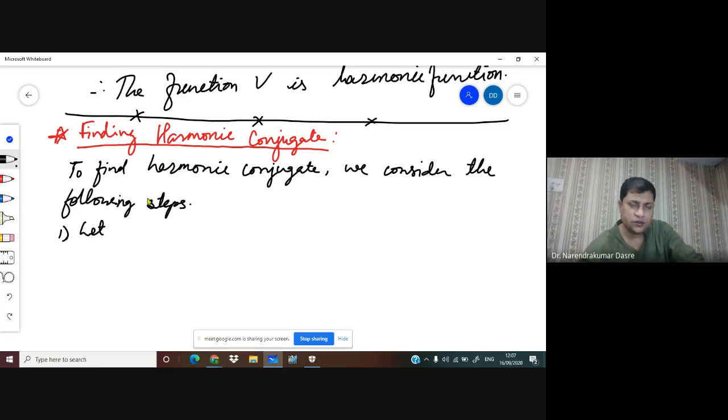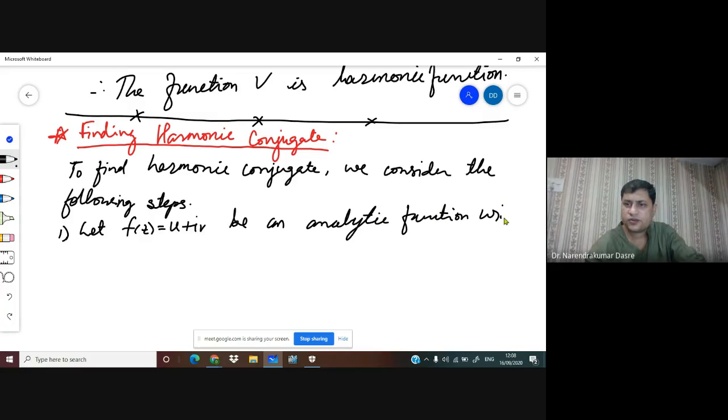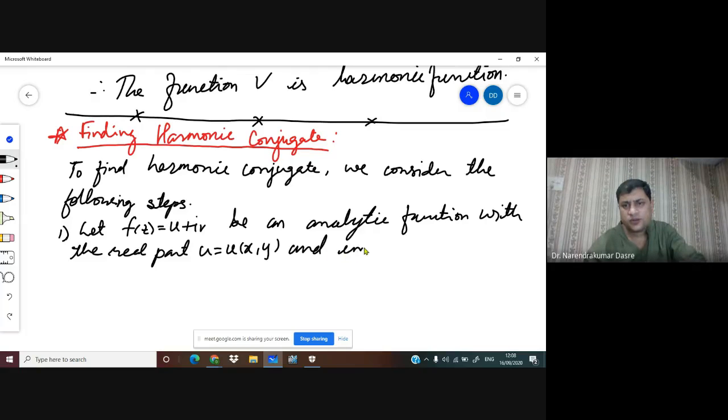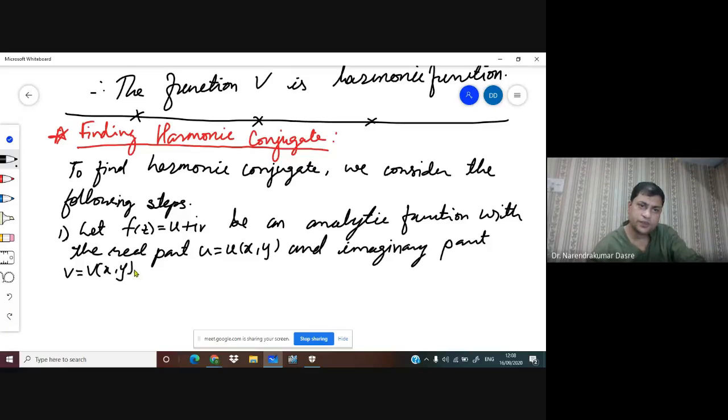So when we know the function is harmonic and we have to find out the harmonic conjugate, that means we must have an analytic function. So we consider f(z) is equal to u plus iv be an analytic function, with the real part u(x,y) and imaginary part v(x,y). Okay, so either u will be given to you or v will be given to you. Then we know f(z) is equal to u plus iv is an analytic function.